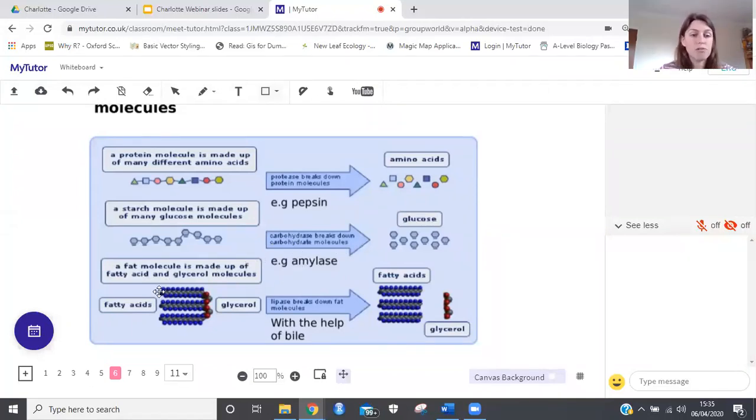Same again for fats. They're made up of fatty acid and glycerol molecules. Lipase breaks down fat molecules into separate fatty acids and glycerols with the help of bile, which again, we are going to talk about later.